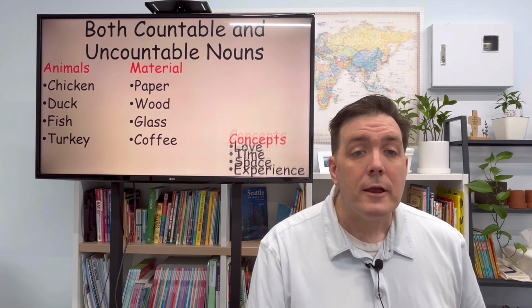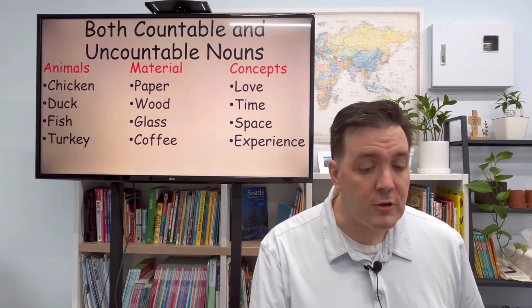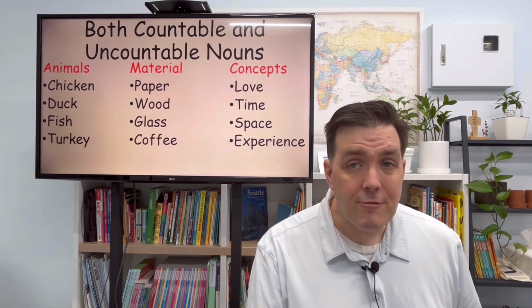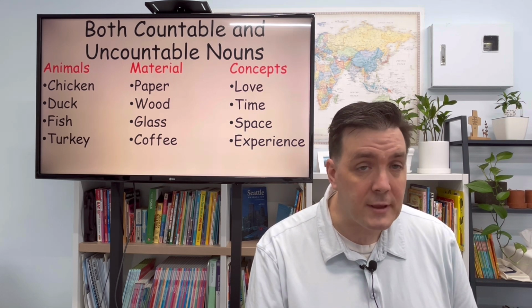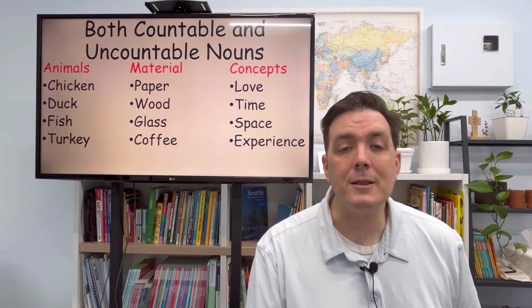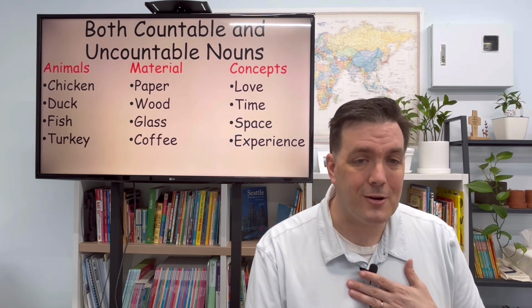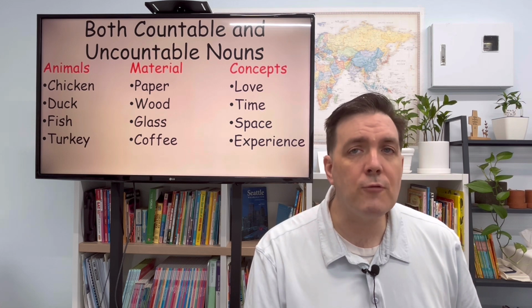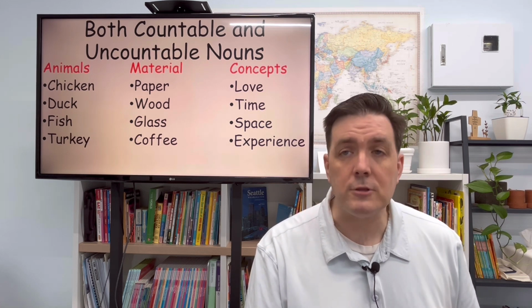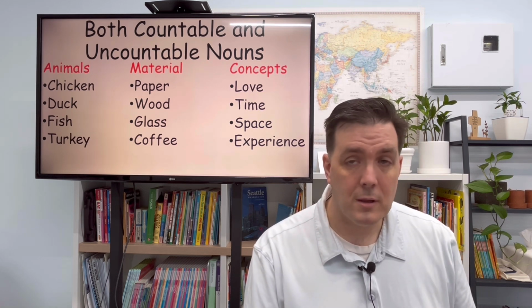Last, here's some concepts for you, and this is a little bit confusing, okay? Love can be a countable noun. There are 2 loves in my life, my wife and my daughter. But we can say the wedding was so beautiful, there was a lot of love in that room.